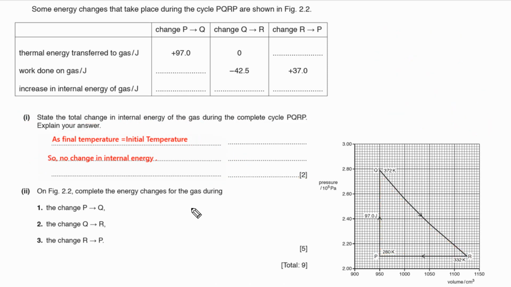Now let's move on to the second part, part B2. Let's try to answer this. For part B2, we need to understand how to use the first law of thermodynamics, which means delta U is equal to Q plus W, and W is the work done on gas. We simply need to understand how to use the first law of thermodynamics for the second part.